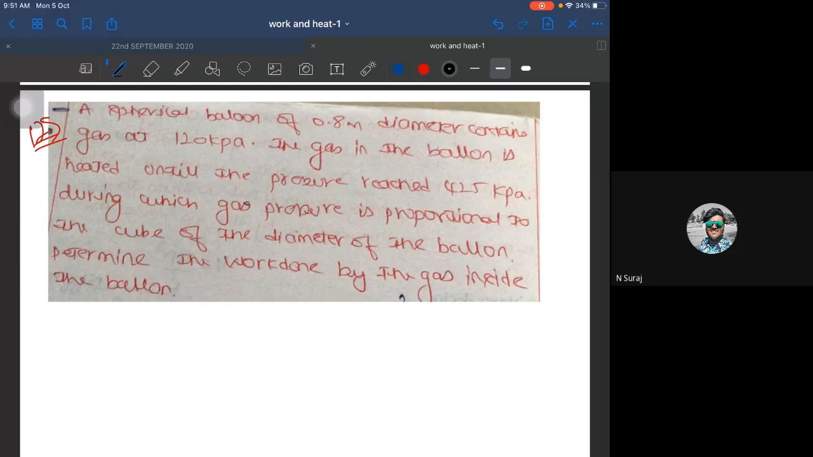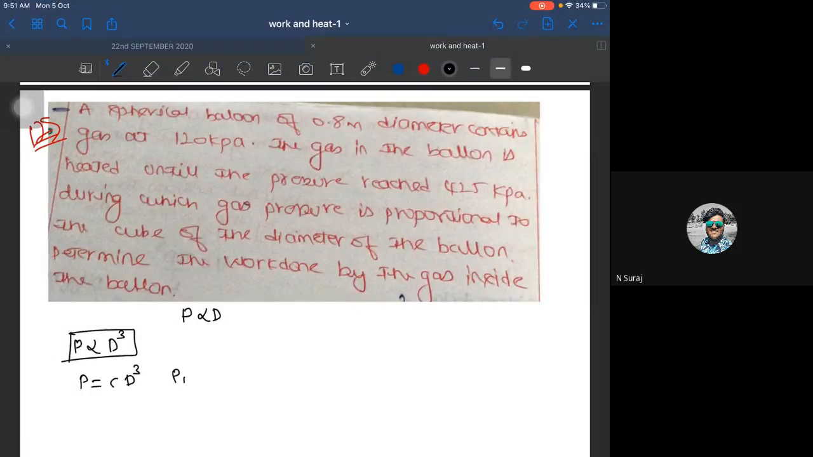Exactly. So in this problem, the pressure is proportional to the cube of the diameter. In the sense, it is d cube. In the previous problem, it was pressure proportional to d. So that's the only difference in this particular problem. Rest all the things are the same, the approach and all. So you can just take P equals C times D cube.